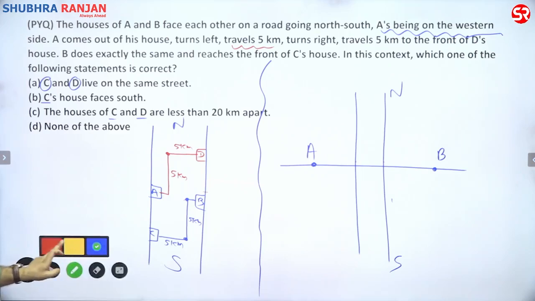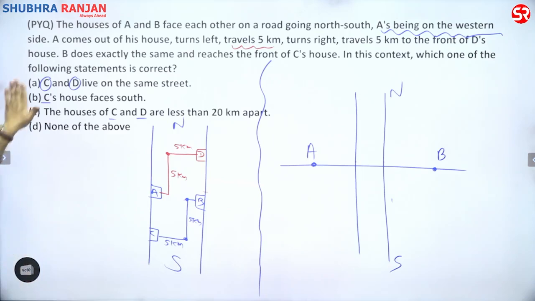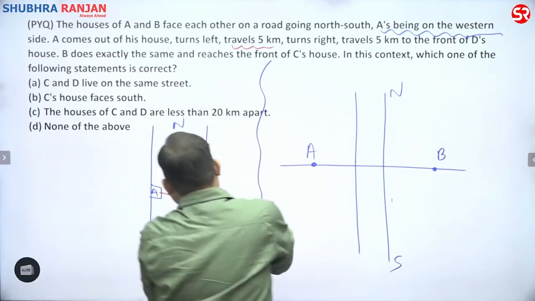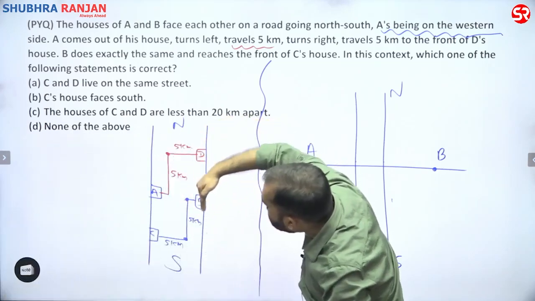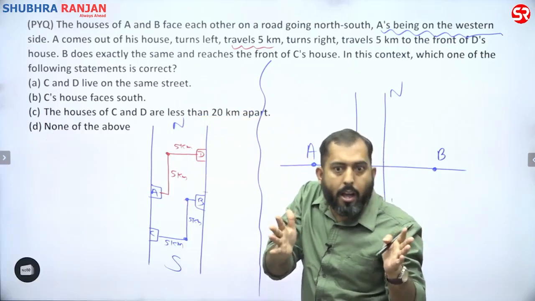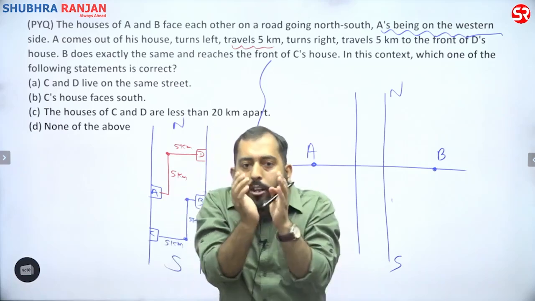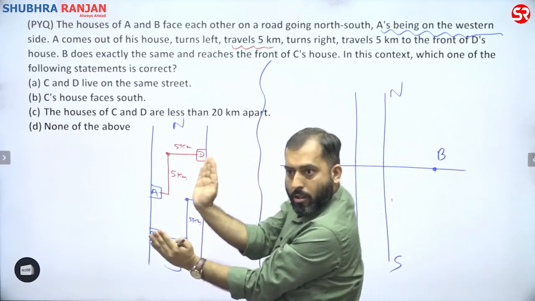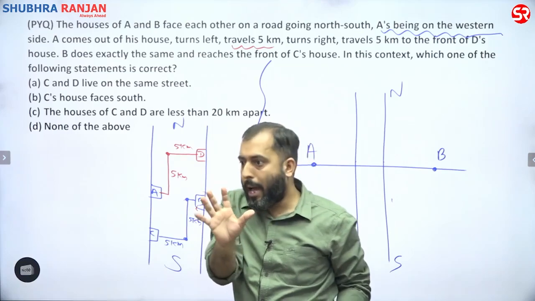Now what we want to find out? See, now according to this, in this context, which one of the following statements is correct? Now this is one of the contexts. It might be possible that B and D lie on the same line. Might be possible. If we talk about the construction of houses, it might also have been that D is a little behind B. Might be possible, no? Am I clear, guys?